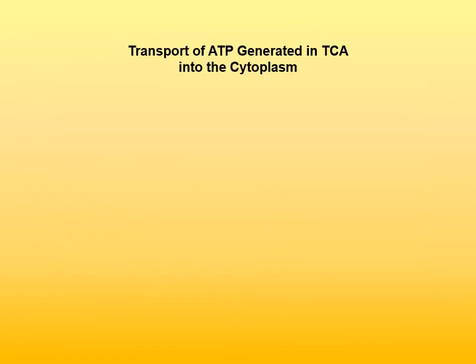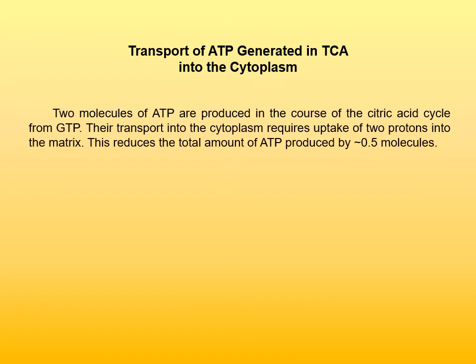ATP that is generated in the course of the citric acid cycle has to be transported into the cytoplasm. 2 molecules of ATP are produced in the course of the citric acid cycle from GTP. Their transport into the cytoplasm requires uptake of 2 protons into the matrix. This reduces the total amount of ATP that is produced by about half a molecule per cycle.